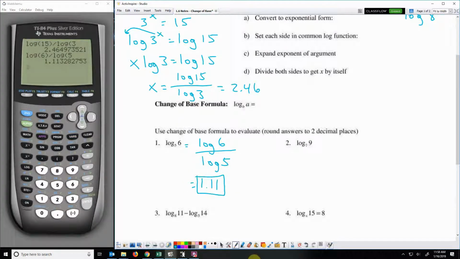Okay, so the value to this is that you can do this in just about any calculator as long as it's got a logarithm button. So then log 9 divided by log 7. Log 9, close parentheses, divided by log 7. 1.13.